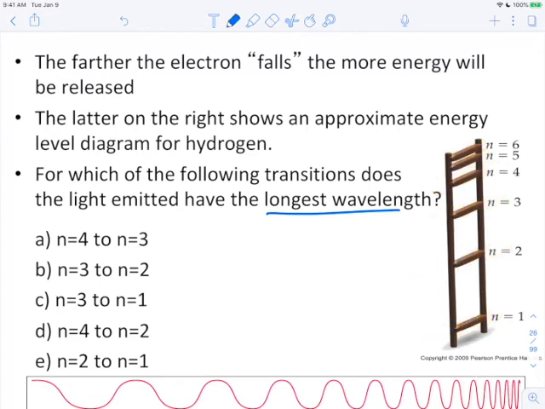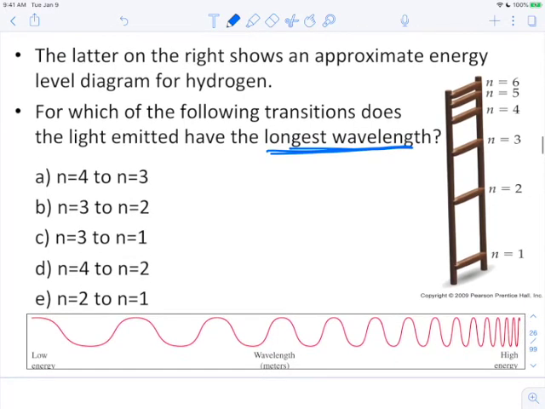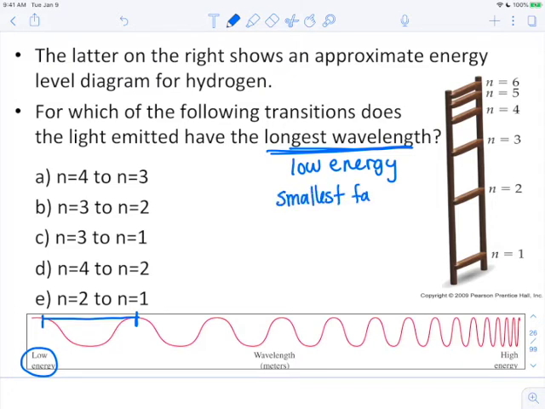All right, so here we want to look for the longest wavelength. So for a long wavelength, we're looking for something low energy. So for something low energy, we want to fall only a very short amount. So we want, I'm going to say, the smallest fall. We want it to fall the shortest distance.